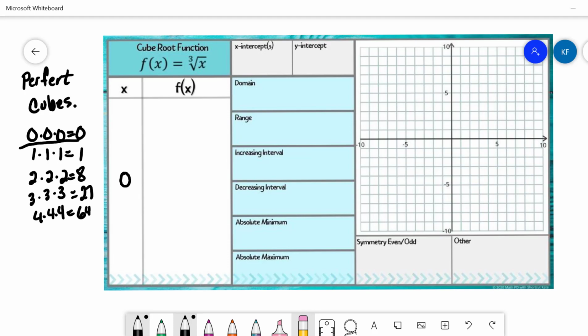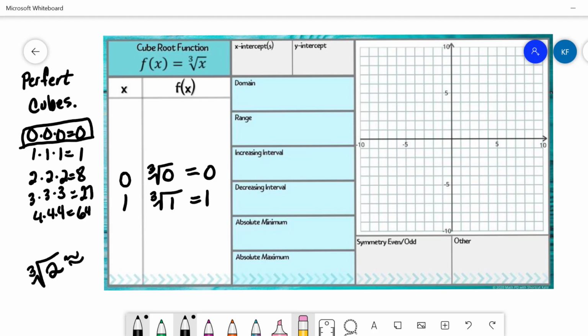Because we know that 0 times 0 times 0 is 0. So the cube root of 0 is 0. So that's easy. Fantastic, no problems. The cube root of 1 is 1. So as you can see, I'm doing kind of the easier ones. And then if I did the cube root of 2, I'm going to get that decimal again. Cube root of 3, and so on.